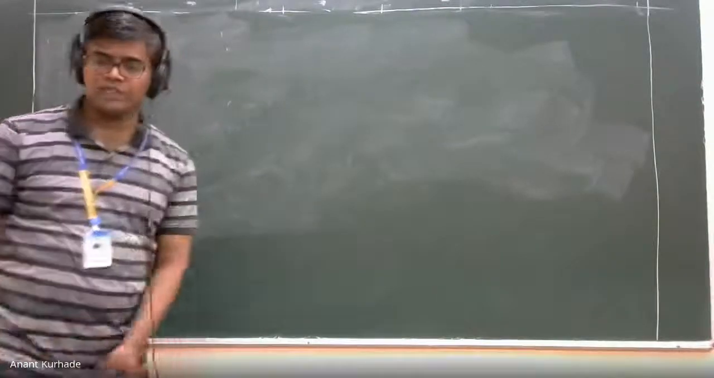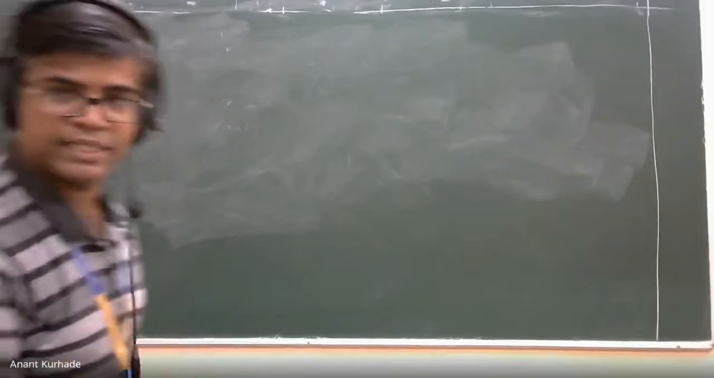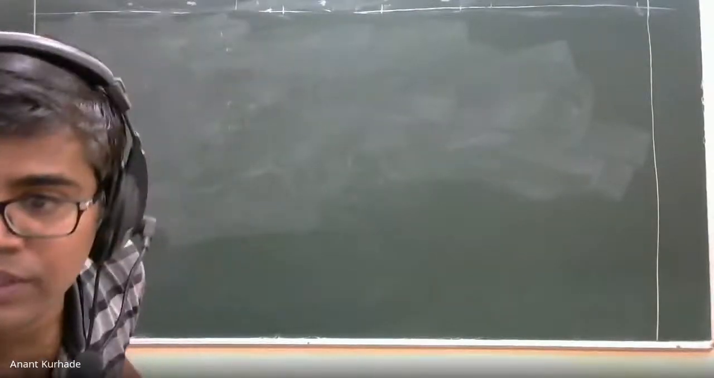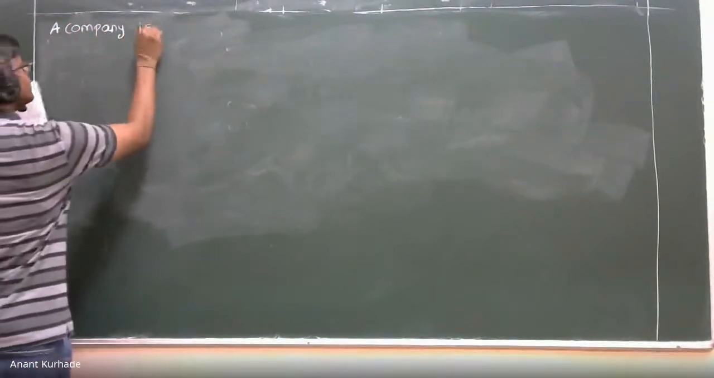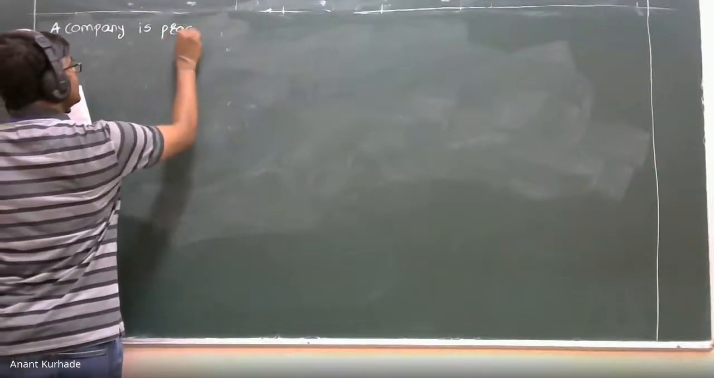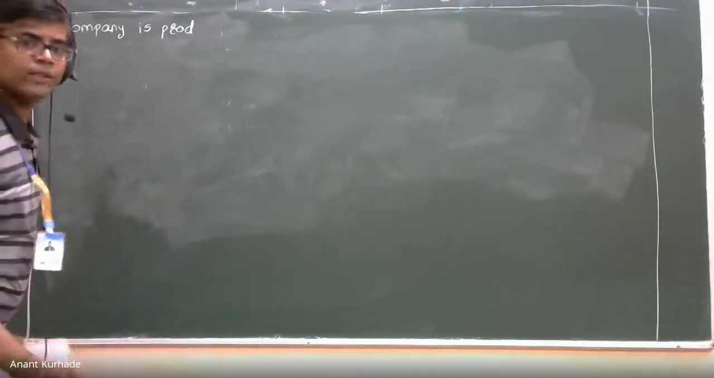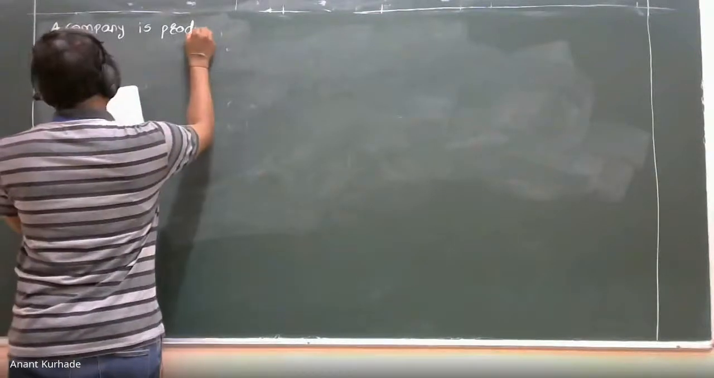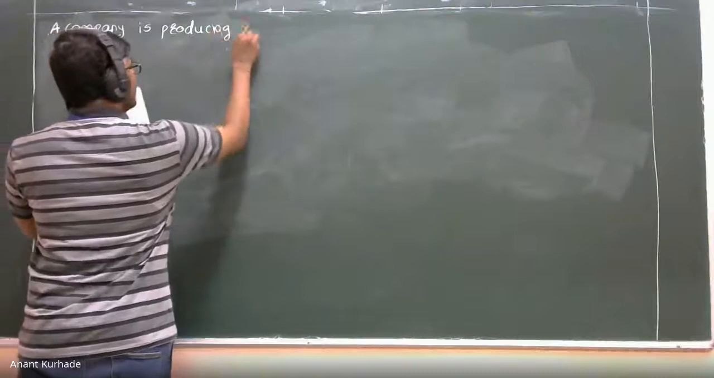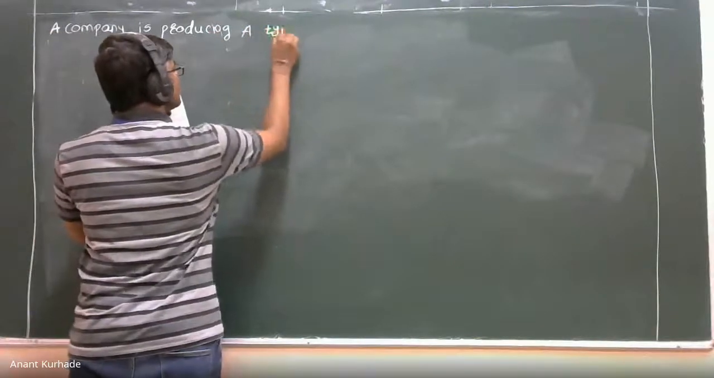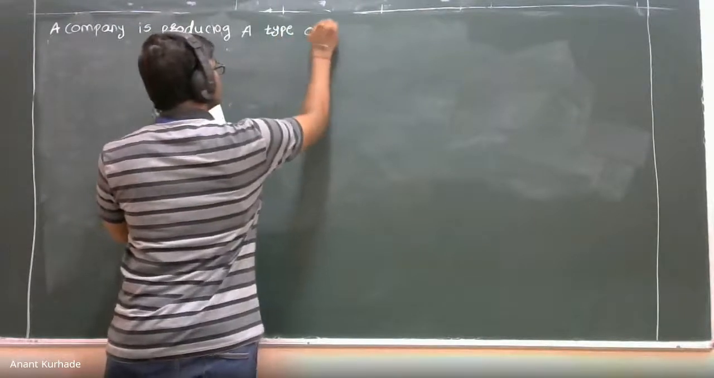Now see, formulation of LPP. Let's take one example. I will write this example here, and you also write it. We start with one simple example. A company is producing a type of... just a minute, I will come back to it.